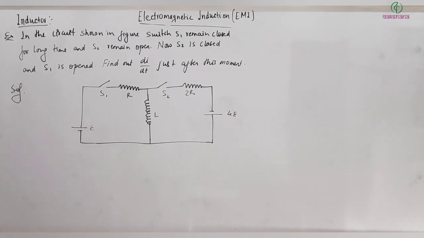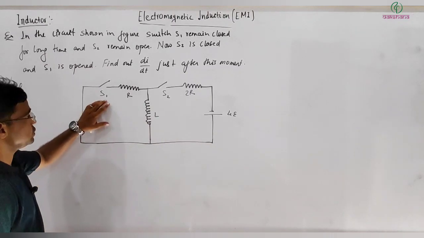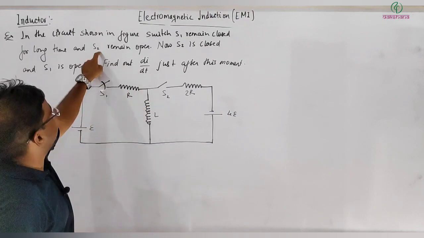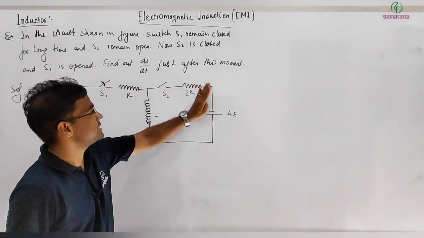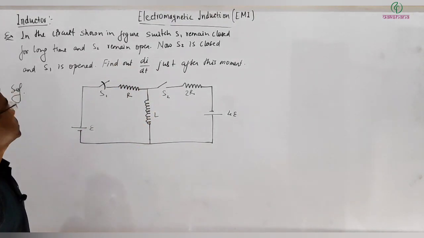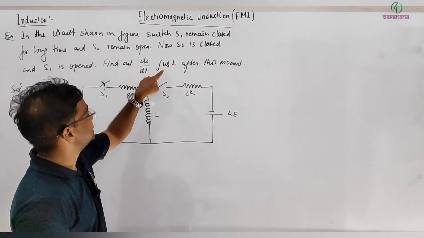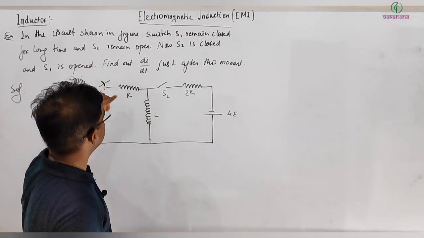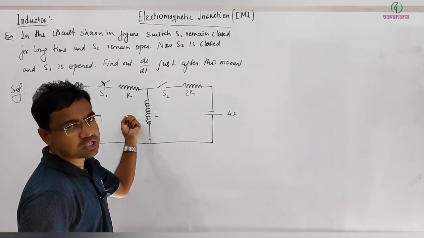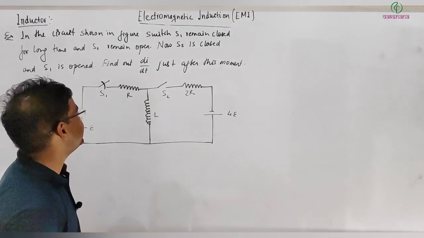In the circuit shown in the figure, switch S1 remains closed for a long time. So this is switch S1, which remains closed for a long time, and S2 remains open. So this is open, so you can just see this part of the circuit is of no use. Now S2 is closed and S1 is open, and you're asked to find di by dt just after this moment. This moment means when S1 is open and S2 is closed. So just after that moment we are asked to find di by dt. Okay, so let's see how we can do it.